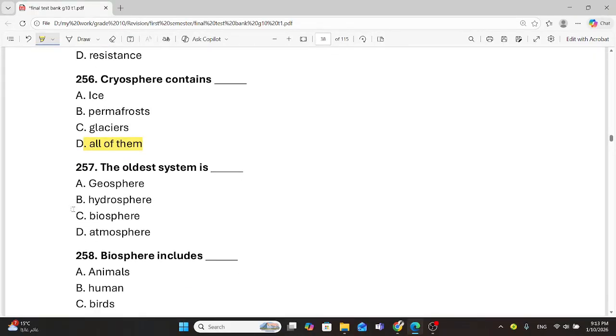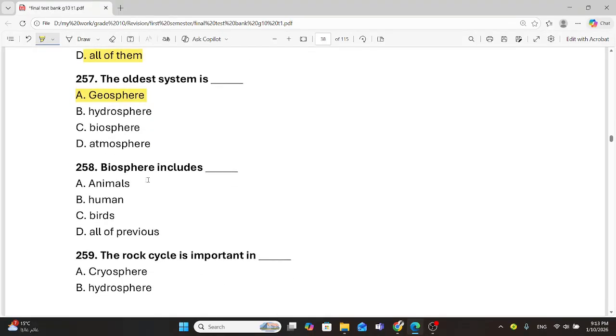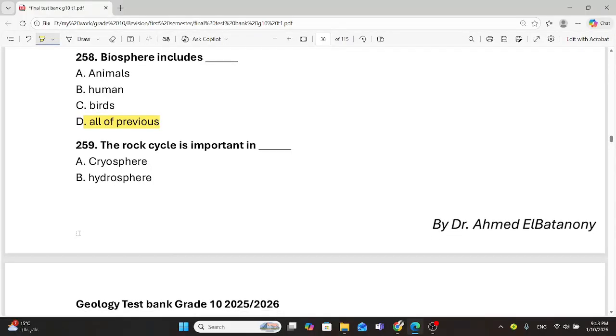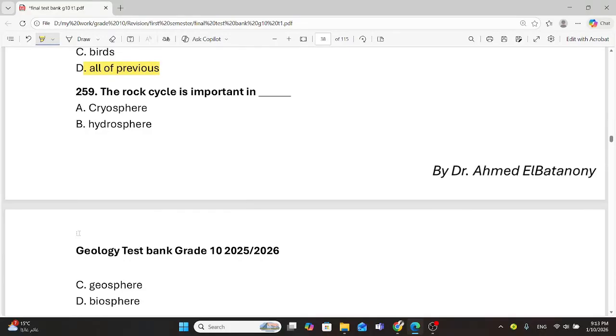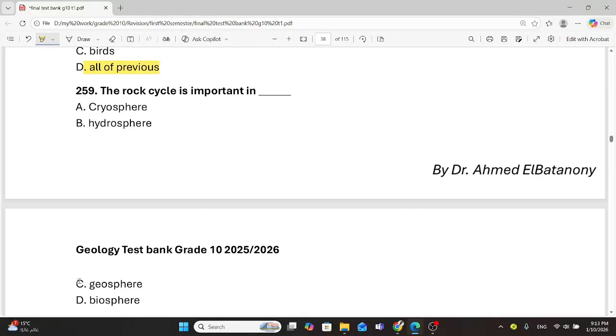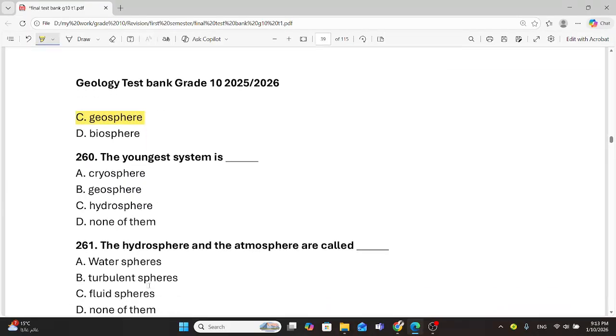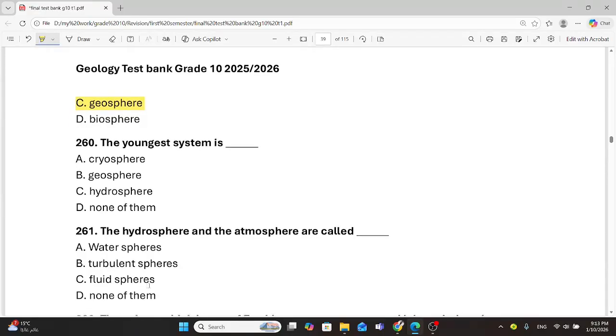The oldest system is the geosphere, hydrosphere, biosphere, or atmosphere? Of course, the oldest is the geosphere. The biosphere includes animals, humans, predators, or all of them? Of course, all of them. The rock cycle is important in the cryosphere, hydrosphere, geosphere, or biosphere? Of course, the geosphere. The youngest system is the cryosphere, geosphere, or hydrosphere?